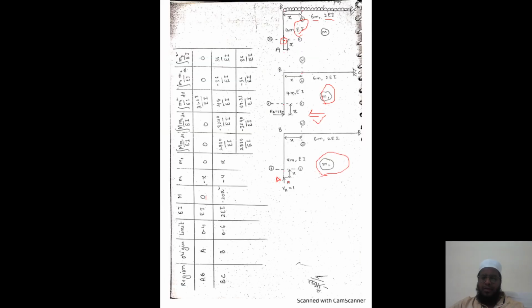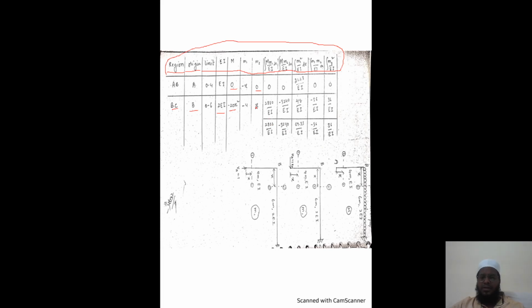Now if you consider section 2-2, the force is going in the clockwise direction. If you keep your thumb on section 2-2 and rotate it, it is rotating in the clockwise direction, isn't it? So force VA is 1 kilonewton into x, force into perpendicular distance, plus 1 into x, which is x here. You understood this one, right?